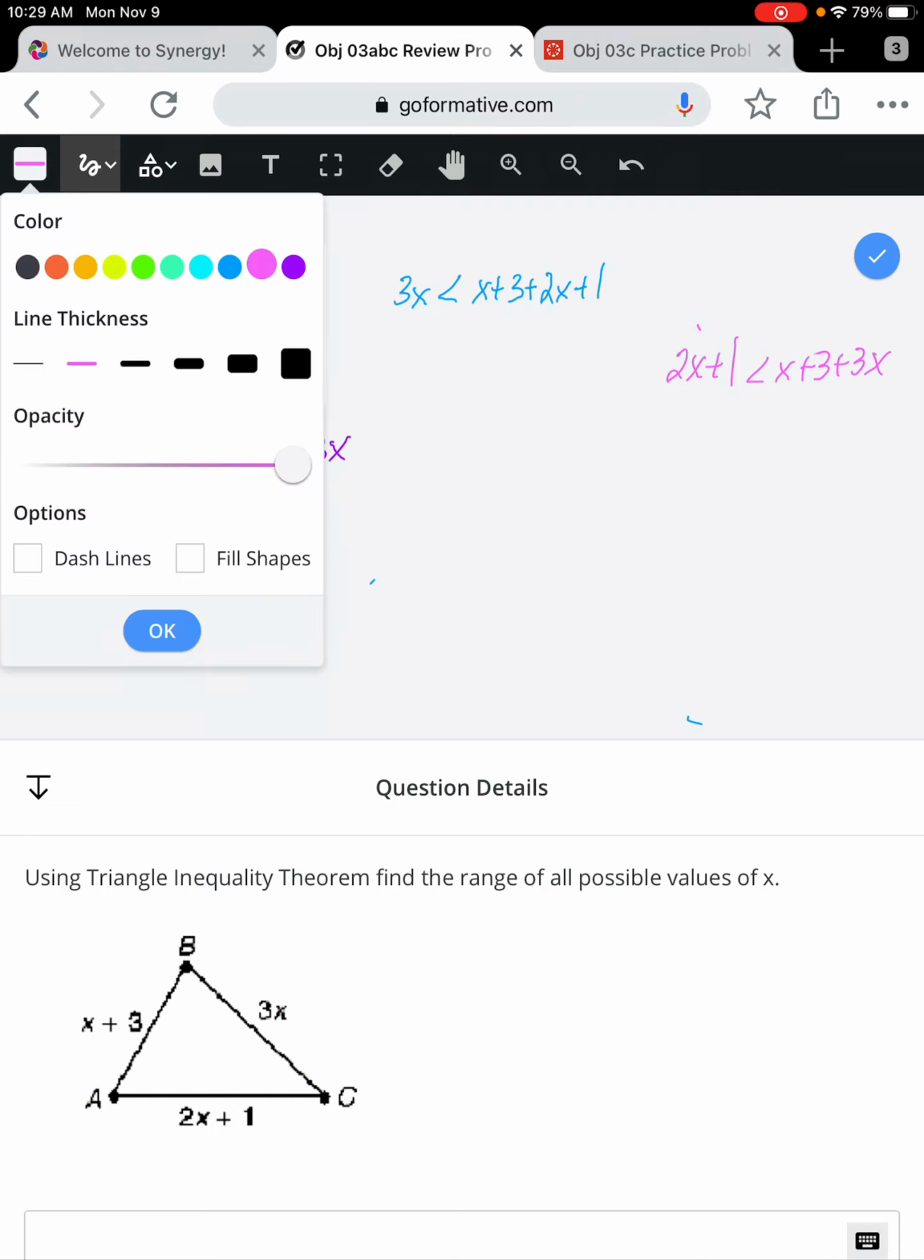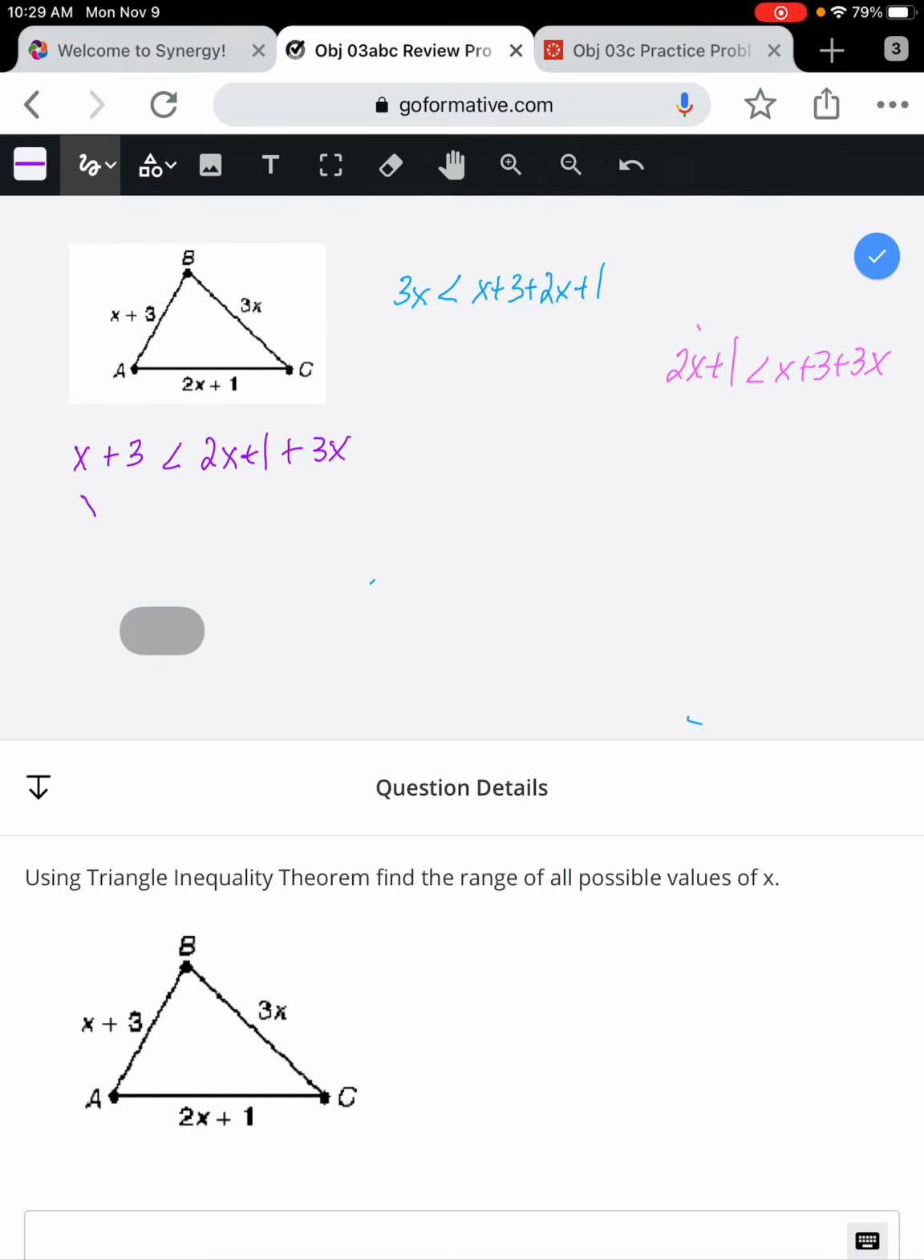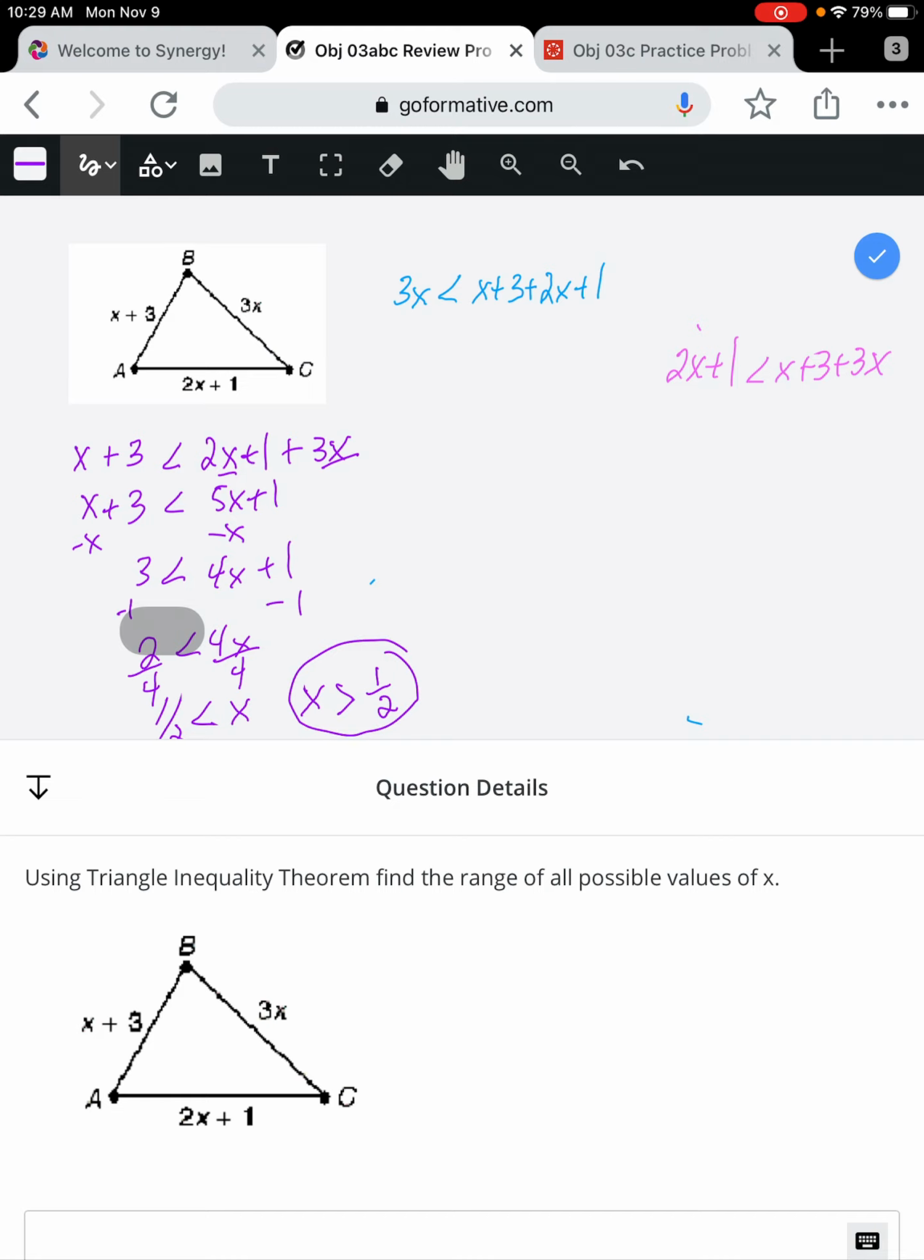And so what I'm going to do is solve all of these. So this is x plus 3. I add these, that's going to be 5x plus 1. I'm going to subtract x from each side. So this is going to be 3 is less than 4x plus 1. Subtract 1. 2 is less than 4x. Divide by 4, divide by 4. X is greater than 1/2. And I'm actually going to rewrite this, because mentally I think putting the x first is a little bit better. I'm going to do the same thing with the next one.